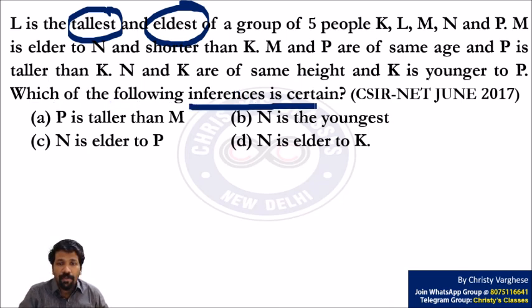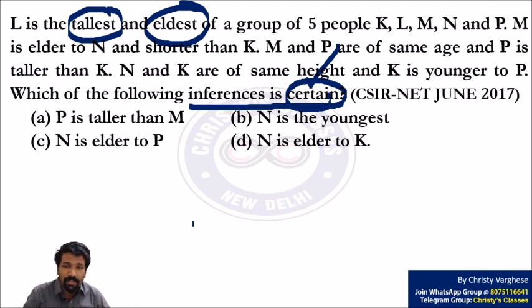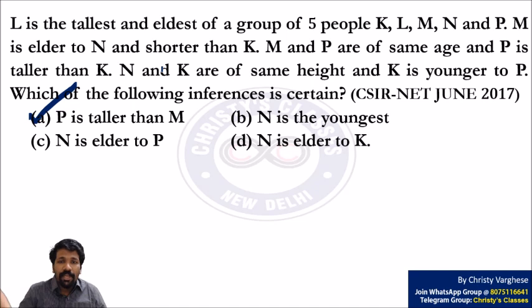Which of the following inferences is certain? This word certain is very important. Certain means always correct, not sometimes correct, not probability. It is certainty. Certainty means 100% probability, not 50%, not 25%, not 33.33%. It should be 100% sure. So let's analyze that. With that in mind, as the data is too much, I will try option by option.